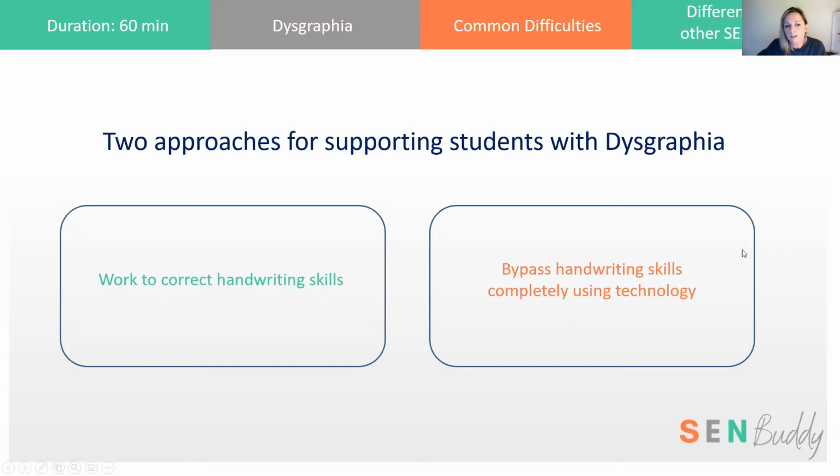And the other approach is to just bypass handwriting skills completely using technology. So the boy that I was talking about at my setting, I immediately put him on a laptop trial because he was already in Year 8 when I discovered him. And it was just really late. He's starting to get close to GCSEs. He's had no support with his handwriting all the way through. It's just too late to be going back to correct those things, in my opinion, when he's in an academic school and it's quite tricky to keep up anyway.